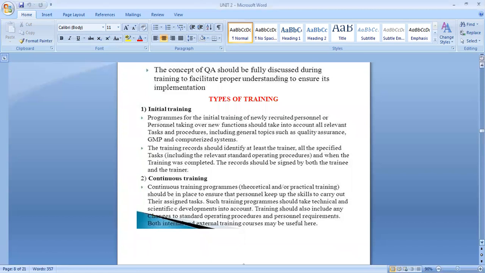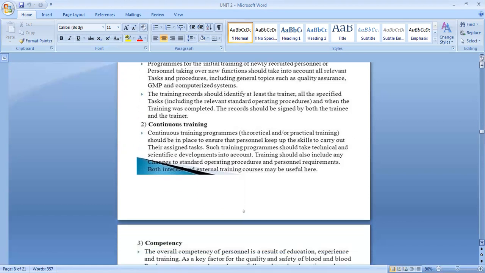Second is the continuous training. The continuous training program should be in place to ensure that personnel keep up the skills to carry out their designated tasks. Such training programs shall take technical and scientific development into account. Training should also include any changes to standard operating procedures and personnel requirements. Both internal and external training courses may be useful here.